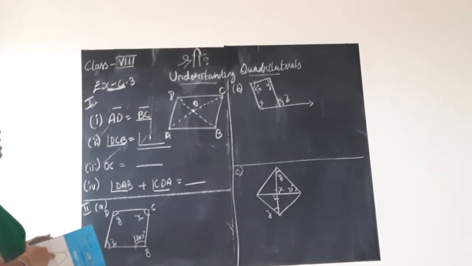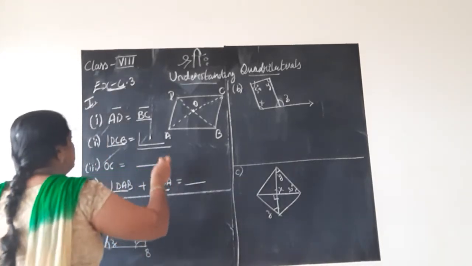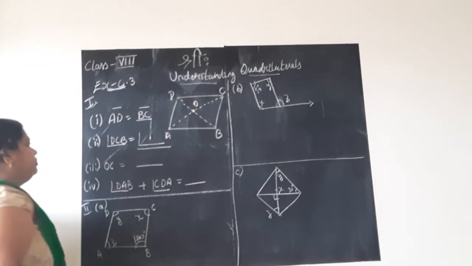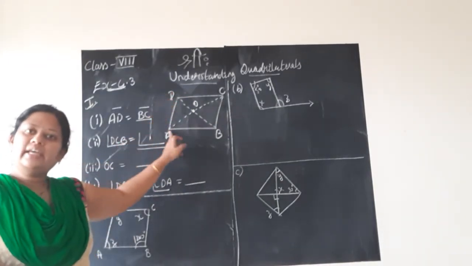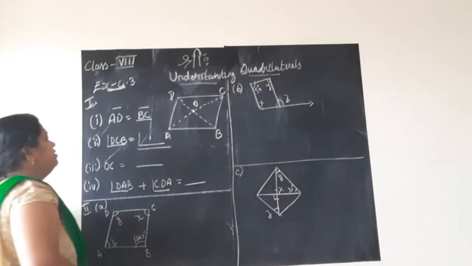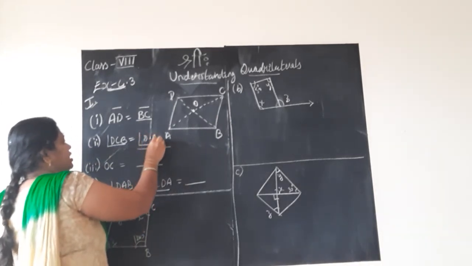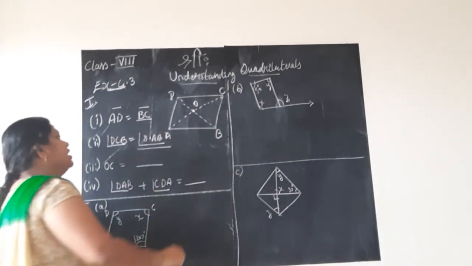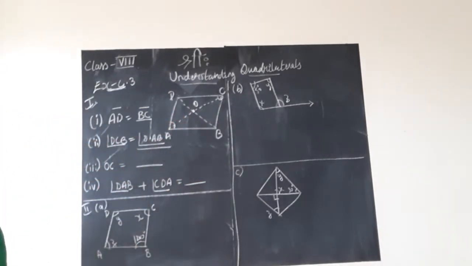Next you have angle DCB. What is angle DCB equal to? It is equal to angle DAB. Yes, why? Because we have studied that opposite angles of a parallelogram are equal. So angle DCB is equal to angle DAB. That is, angle C and angle A are opposite to each other.